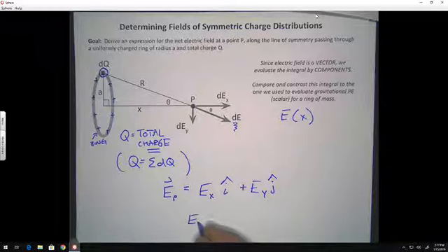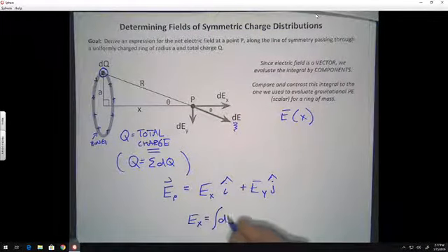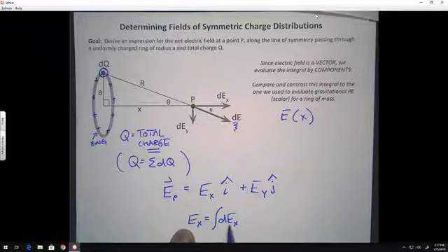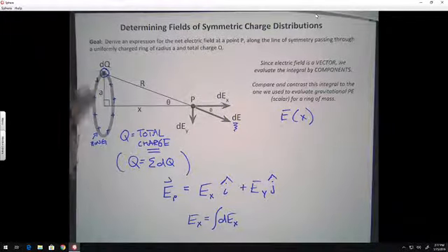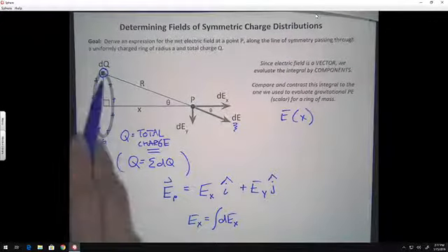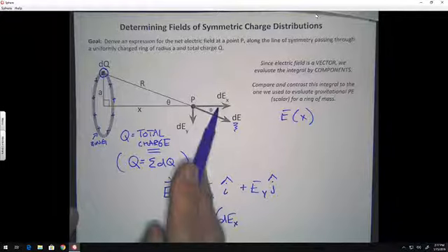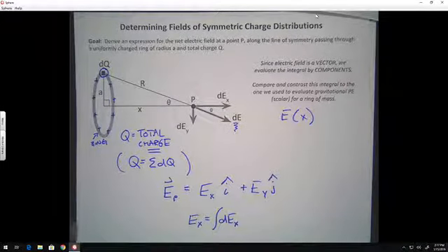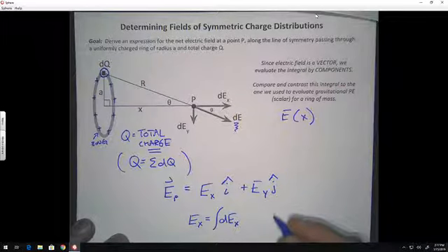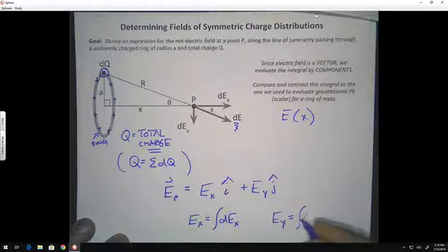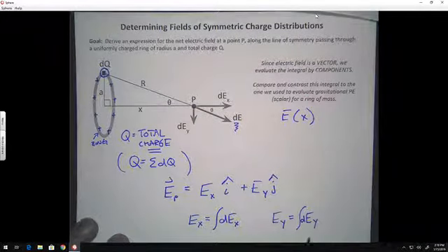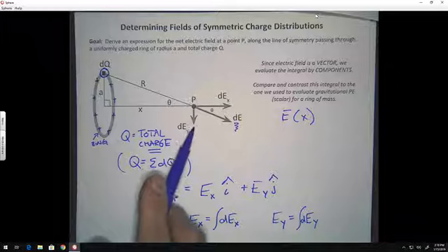So we're going to have to find the total Ex by adding up all of the X contributions, all of the dEx's that come from all of the different chunks on the ring. So every chunk on the ring produces its own vector, dEx, and we would have to add those up by calculus, by an integral, to find out the total. We would also do the same thing here for Ey. We would add up all of the dEy's to find that. So this dEy just comes from that piece.